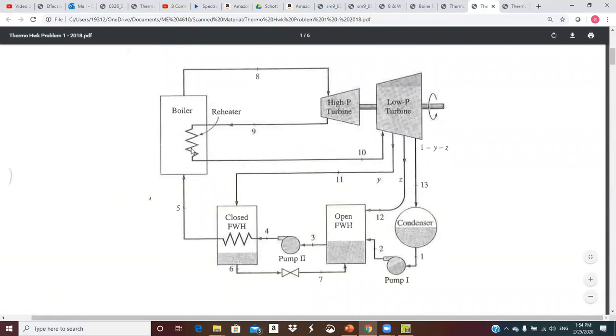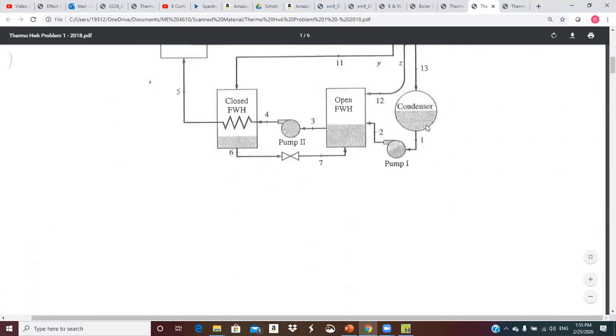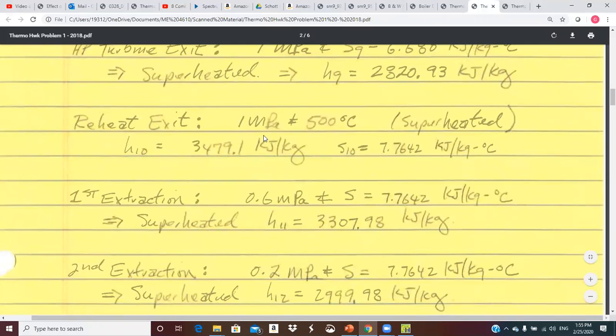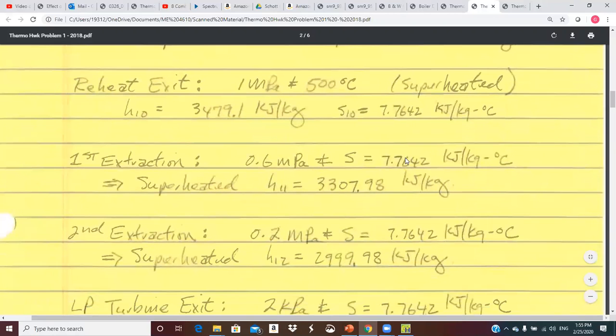So we're through here. So now we're going to reheat. And so this will just be a lookup. And then we've got 3 more states expanding through the low pressure turbine. So reheat exit, 1 megapascal, 500 degrees C, superheated, 3479 on the enthalpy, and the entropy is 7.7642 is my number.